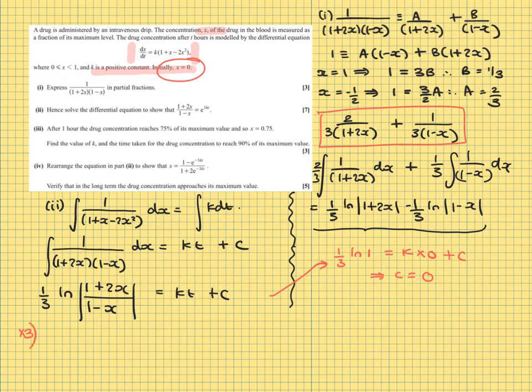When we multiply by 3, we simply get ln mod of 1 plus 2x over 1 minus x equals 3kt, and then all that's left is to raise e to the power of both sides, which gives us e to the 3kt equals 1 plus 2x over 1 minus x, as required.